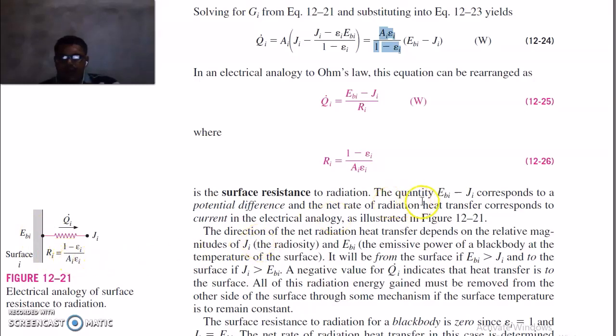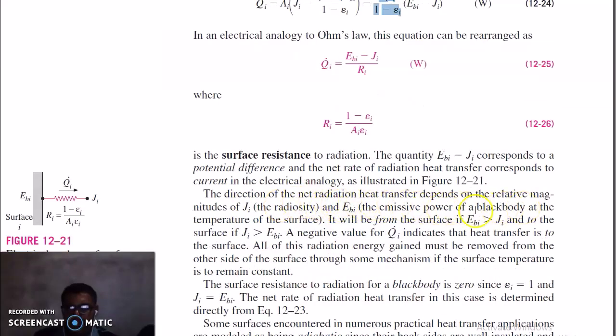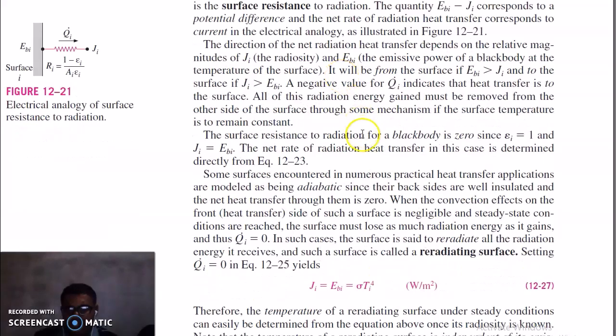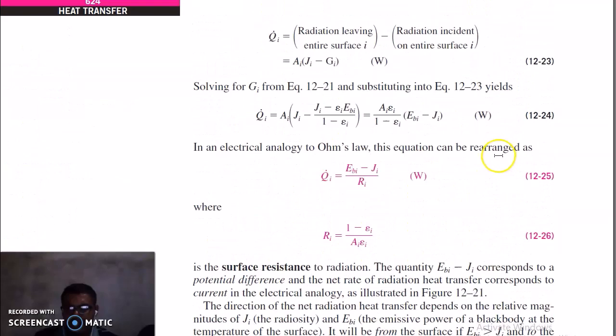So the quantity E_bi minus J_i corresponds to potential difference, and the net rate of radiation heat transfer corresponds to current in the electrical analogy. The direction of net radiation heat transfer depends on the relative magnitude of J_i and E_bi. It will be from the surface if E_bi is greater than J_i, and it will be towards the surface if J_i is greater than E_bi, or it is negative, that is toward the surface. The surface resistance to radiation for a black body is 0, since emissivity is equal to 1 and J_i is equal to E_bi. The net rate of radiation heat transfer in this case is determined from this equation directly.